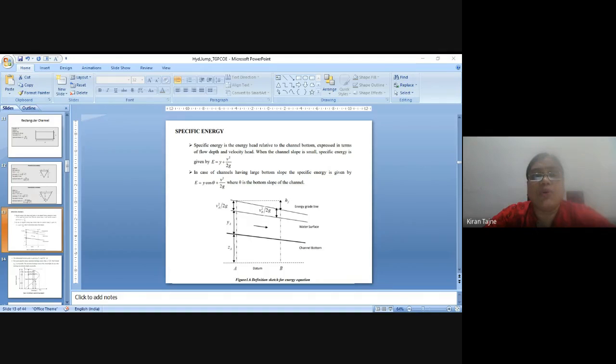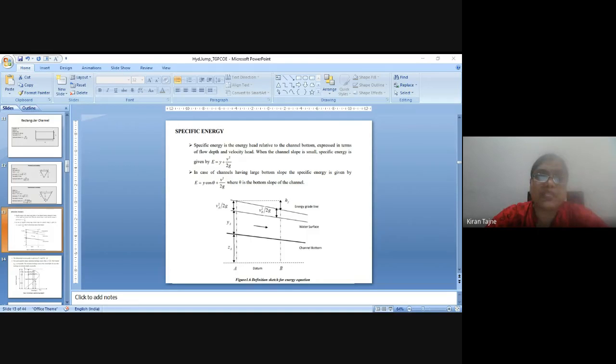When the depth of flow is plotted against specific energy for a given channel section and discharge, the specific energy curve is obtained. For a given specific energy, there are two possible depths, H1 and H2. At A it is H1 and at B it is H2. Clear? These two depths are called alternate depths.